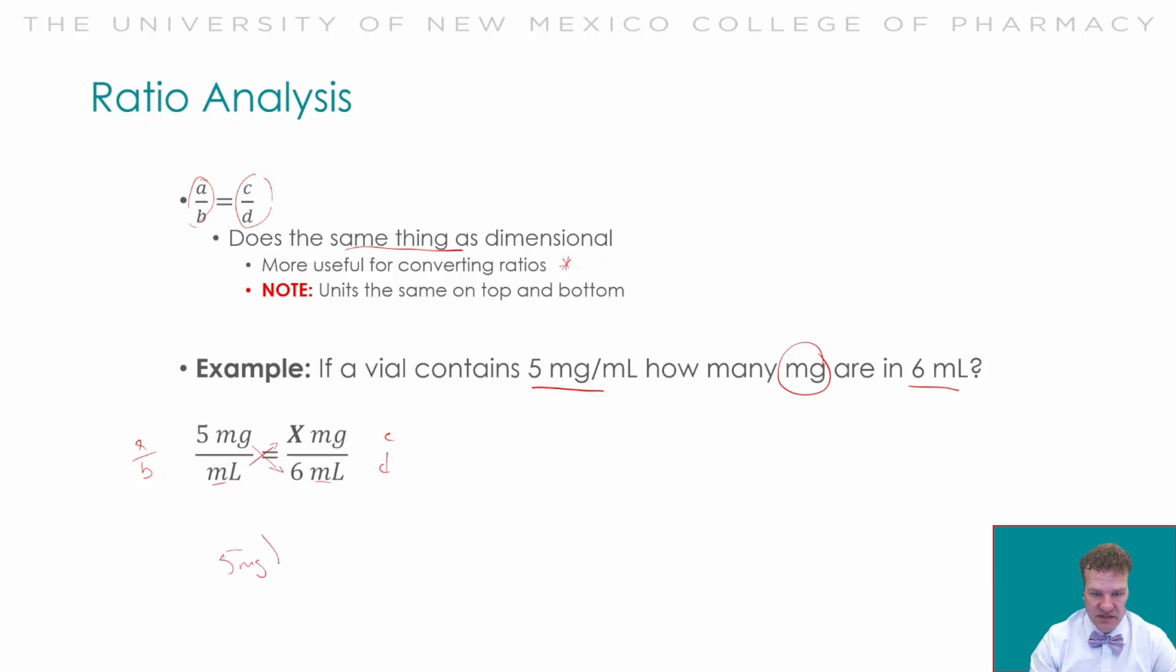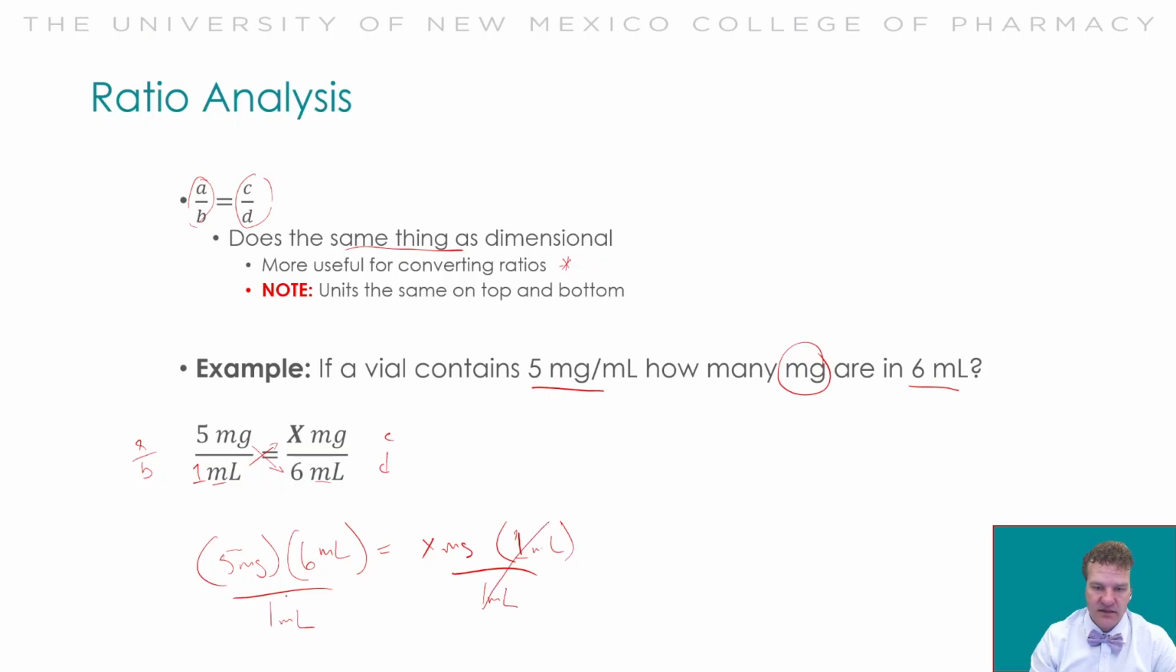5 milligrams, 6 mils equals X milligrams, 1 mil. Remember, when we have it on the bottom here and there's no unit, we're just assuming that it's a mil. It's 5 milligrams per 1 milliliter, but we say it 5 milligrams per mil. Okay, we need to get X alone, so we're going to divide both sides by 1 mil.